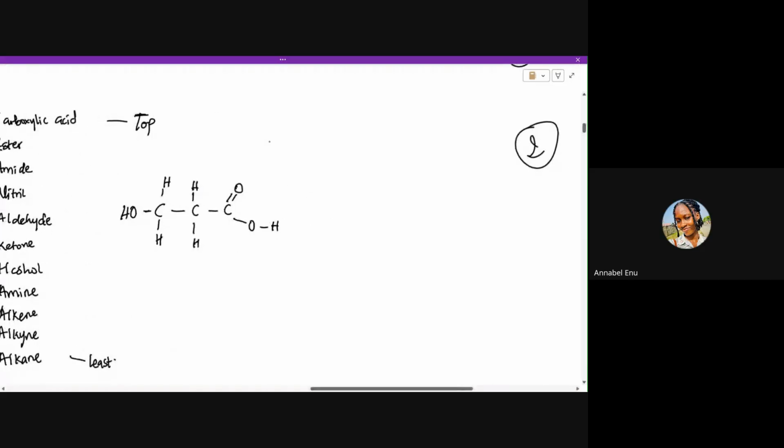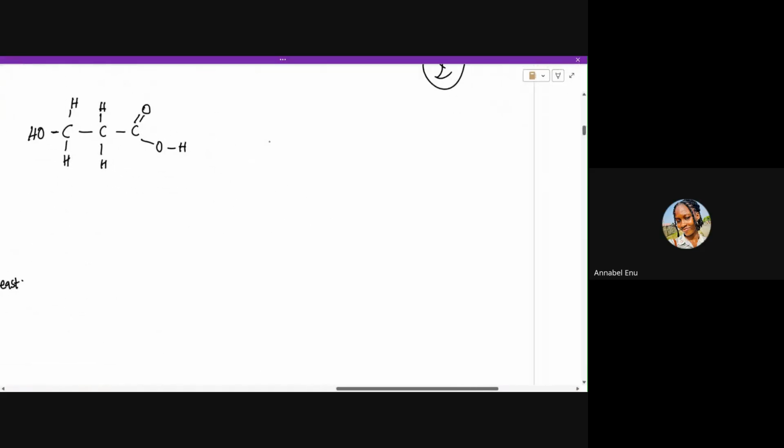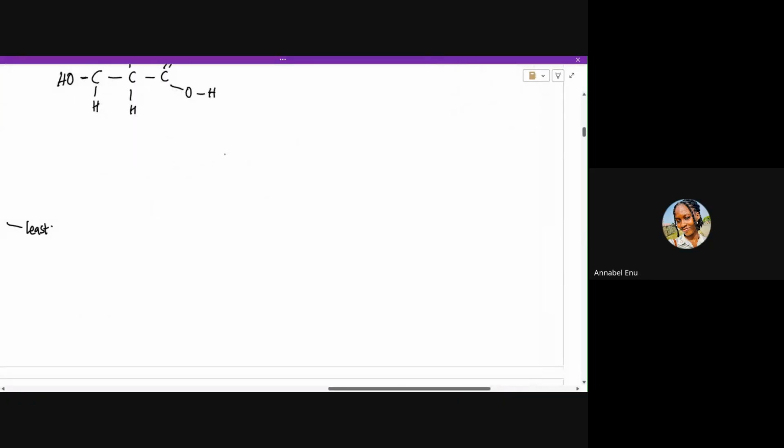Now you said you are not sure about the basics, that is naming organic compounds, right? So now when we want to name organic compounds, there are certain rules we need to follow. Chemistry has rules. When you follow those rules, you have no problem. Now we have an example.